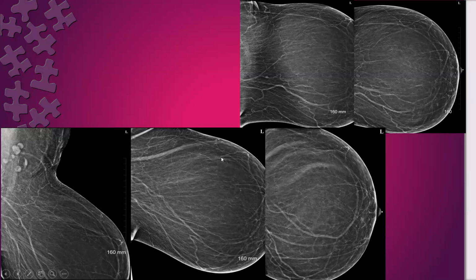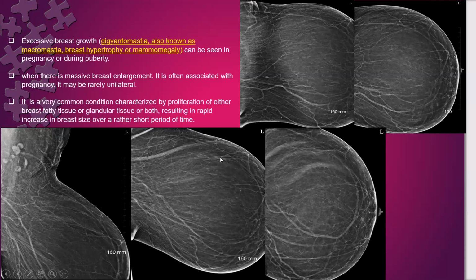This is mammomegaly, or gigantomastia, or macromastia. And in some cases, it can be just excessive fat. With those who have a high body mass index, obese ladies, they might have it. But generally, it is seen with pregnancy, or in some cases with peripubertal ladies.